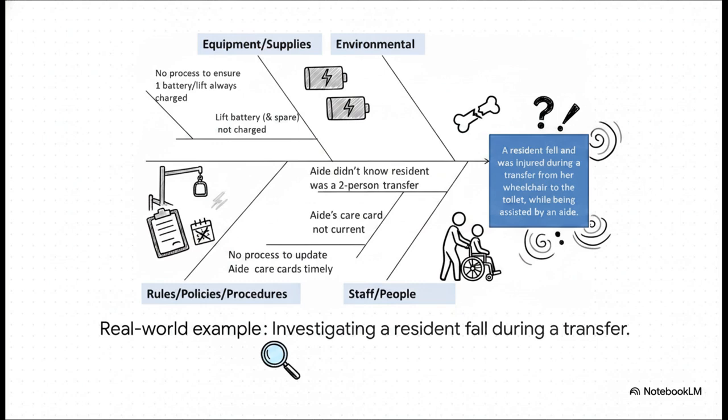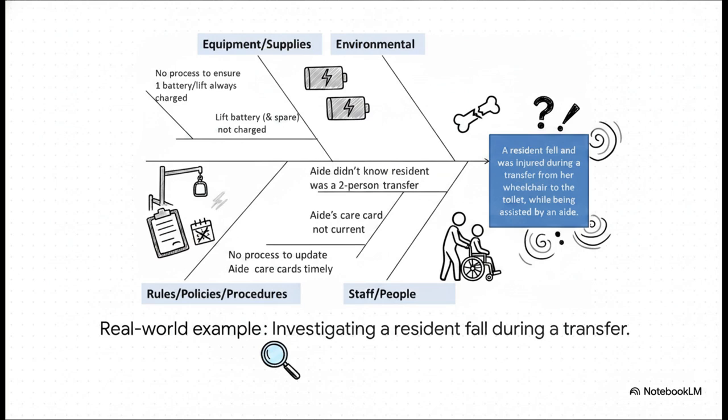This is a case study from CMS about a resident who unfortunately fell while being assisted by an aide in a care facility. The core problem, the fall, is stated right there at the head of the fish. But by branching out, the team didn't just point fingers and blame the aide, which is what usually happens, right? Instead, they found that under the equipment bone, the lift battery and its spare weren't charged simply because there was no process in place to ensure they got charged.